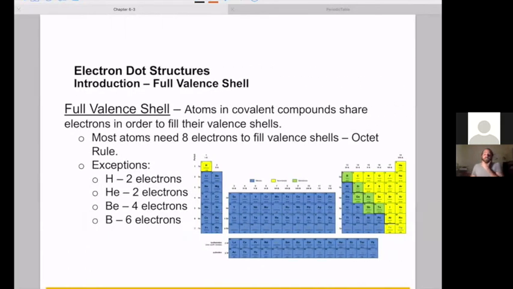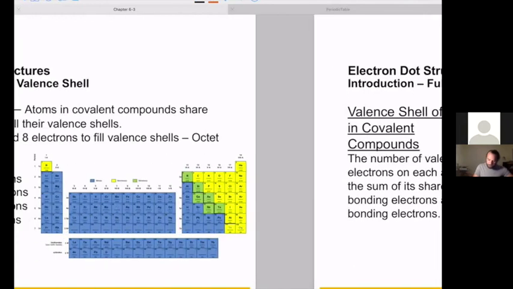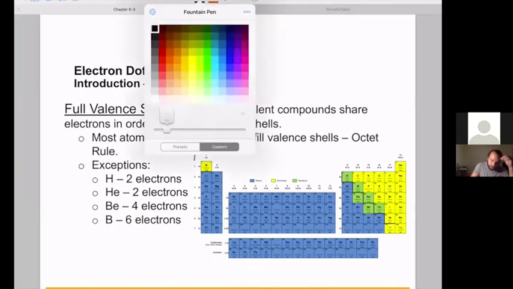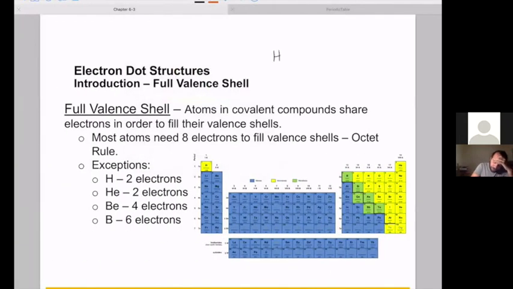In terms of a full valence shell, the other thing we want to be able to do when we look at our Lewis dot structure is be convinced that each atom indeed has a full valence shell. Let's actually do it here. This was the Lewis dot structure I gave you for water, okay?